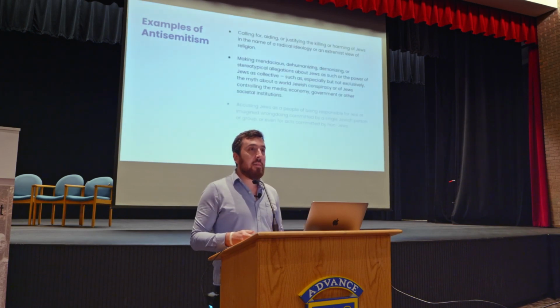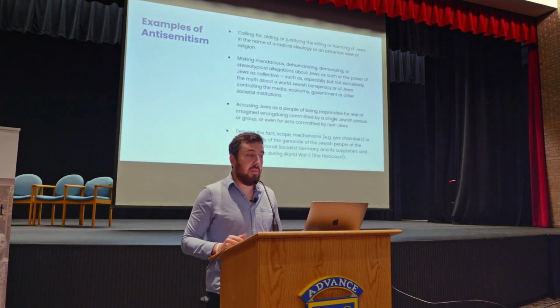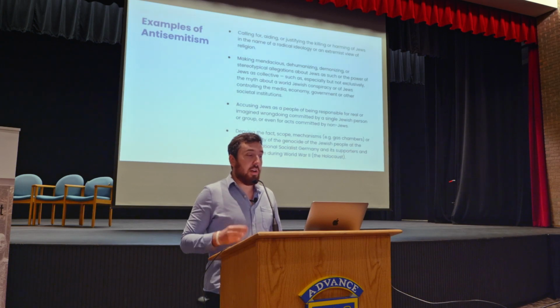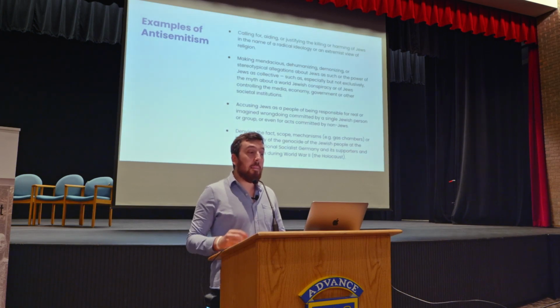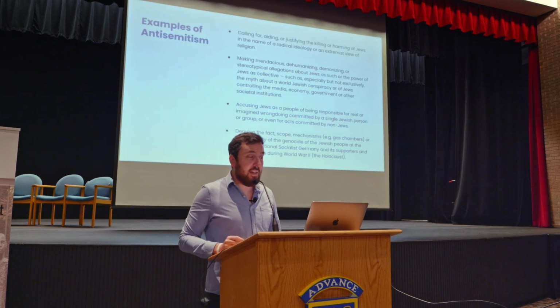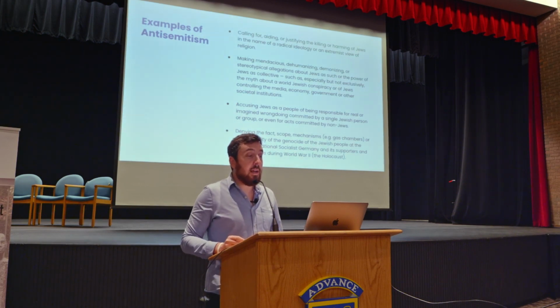So let's look at a couple examples. Sometimes it feels tedious, but it's important to go through actual examples of how this manifests itself. I'm not going to go through all of these, but I'm going to go through some of them. Calling or aiding or justifying the killing or harming of Jews in the name of a radical ideology or an extremist view of religion. Making mendacious, dehumanizing, demonizing, or stereotypical allegations about Jews as such, or the power of Jews as a collective, such as especially, but not exclusively, the myth about a world Jewish conspiracy, or of Jews controlling the media, economy, government, or other societal institutions.